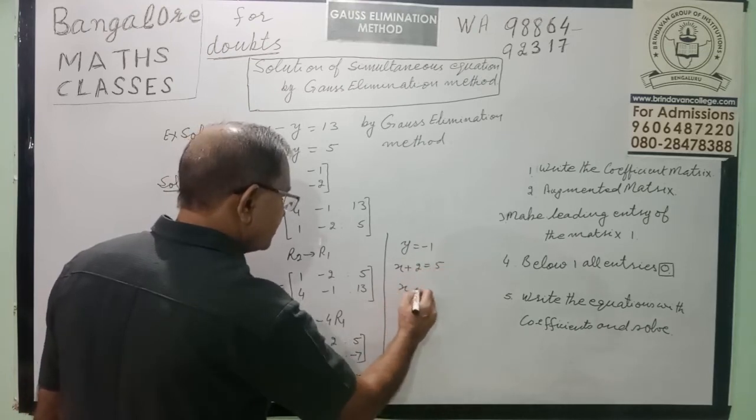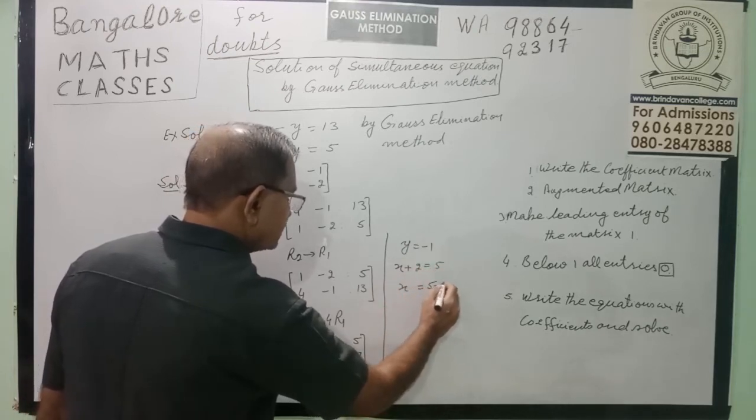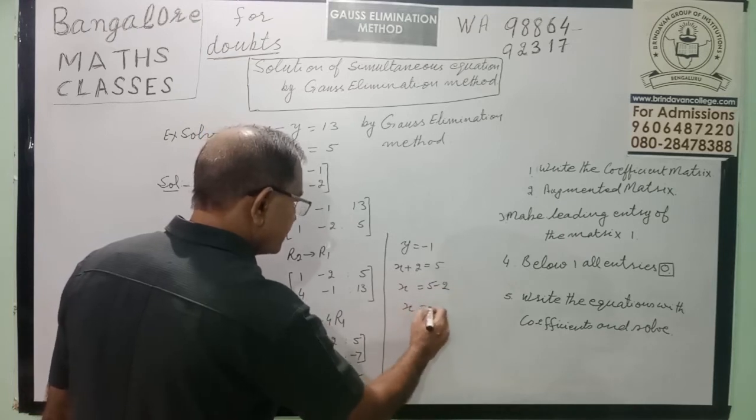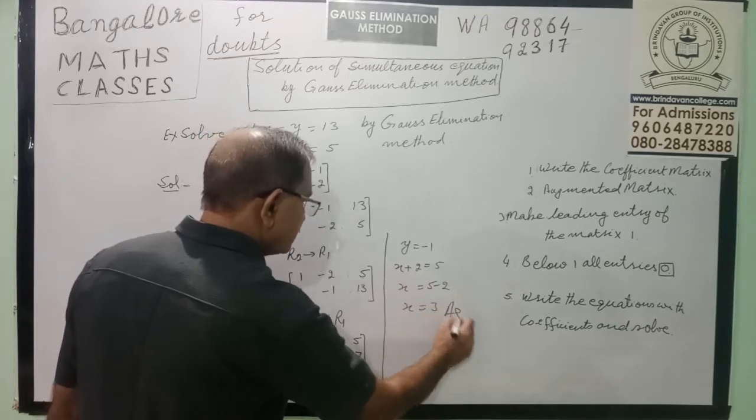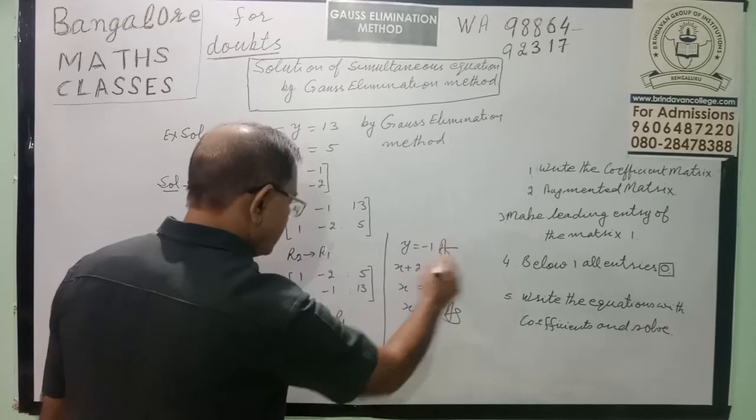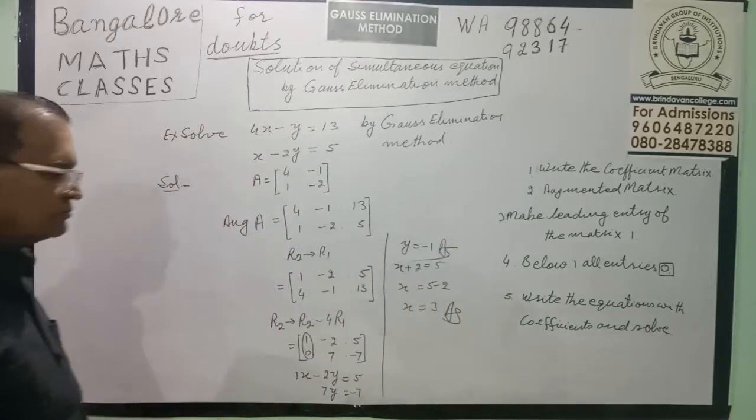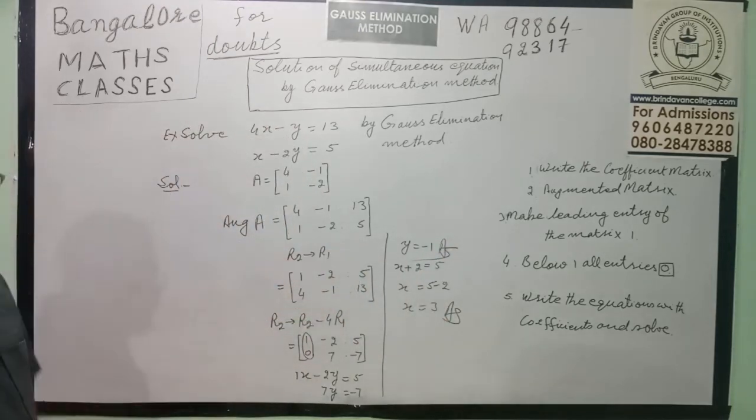So x will come out to be 5 minus 2, that is 3. So that is how we can find the value of x and y. So simple is the concept.